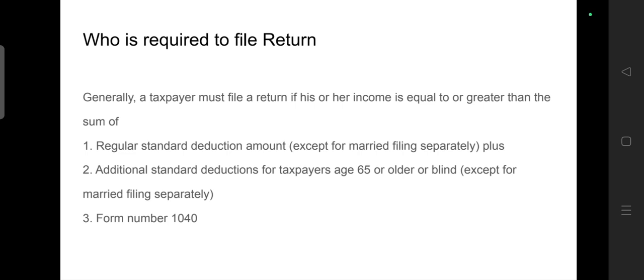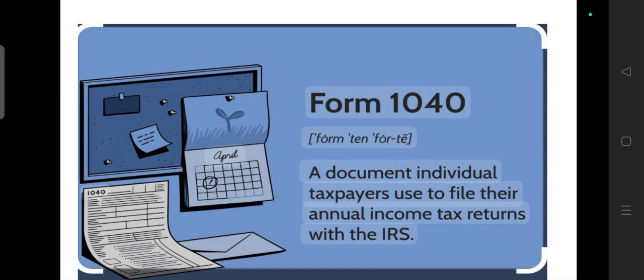Form number. What is the form? The individual taxpayer form number is Form 1040. Form 1040.